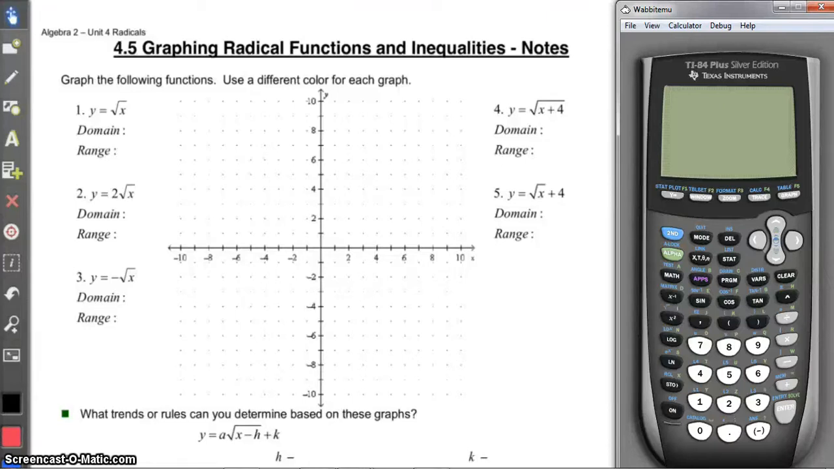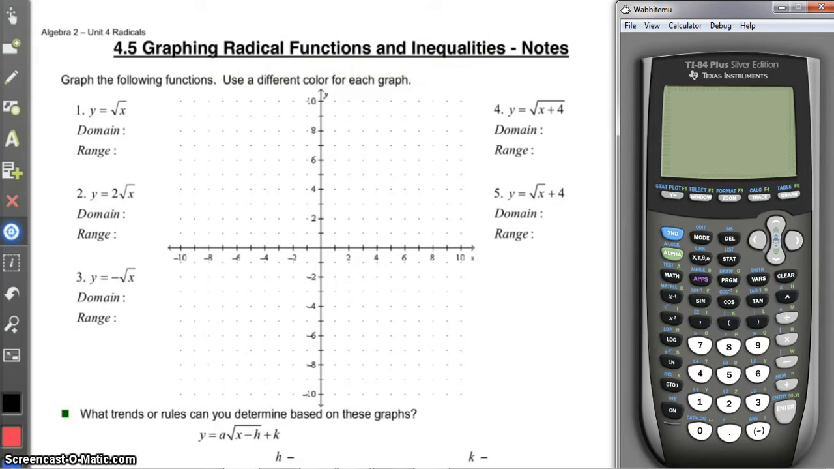Today we'll be working on graphing radical functions and inequalities. Now this video is going to be for my regular classes, and remember you can always use the calculator on any problem. So let's start with number 1. 1 through 5, you're supposed to graph them and use a different color for each graph.